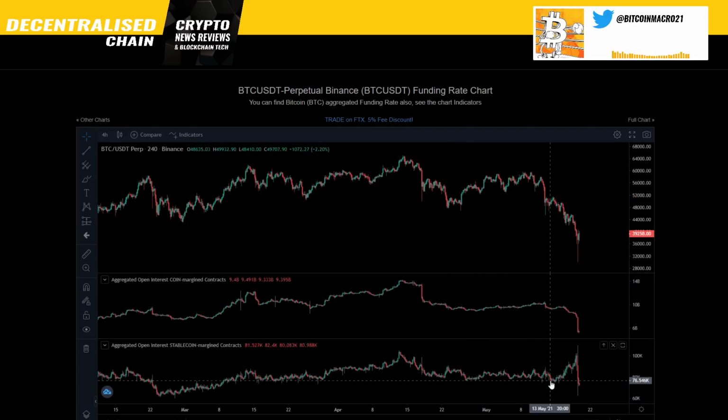Now here we can see the issue that there was with the coin margin swaps, because a lot of people did have Bitcoin on those exchanges and started using their Bitcoin to trade, either to go long or short.